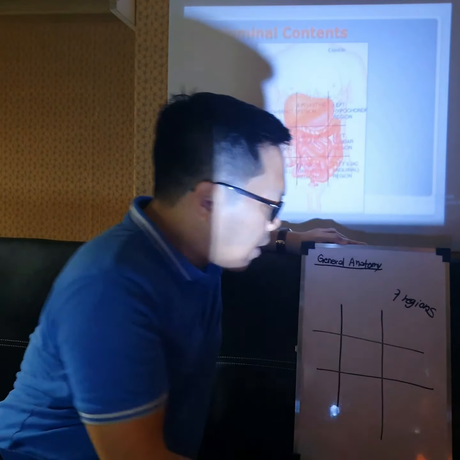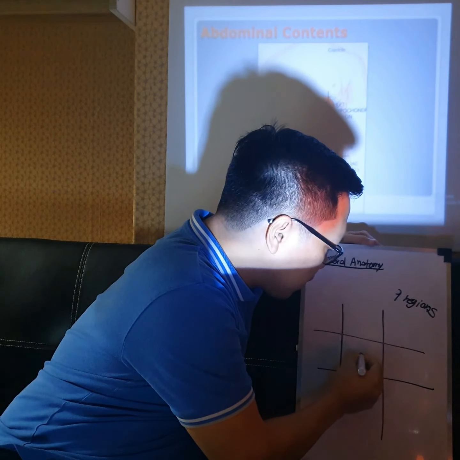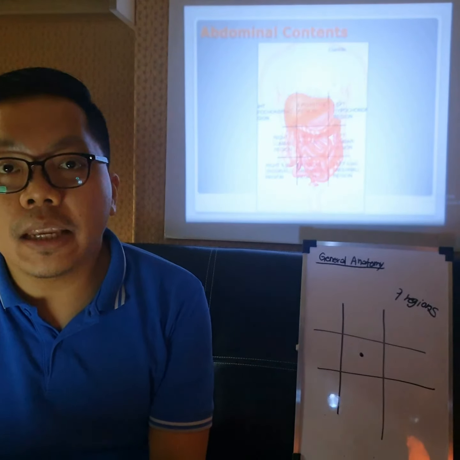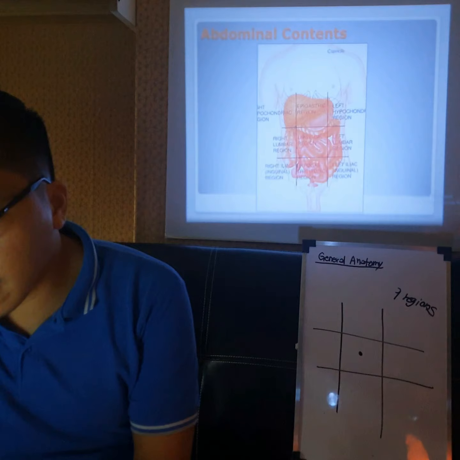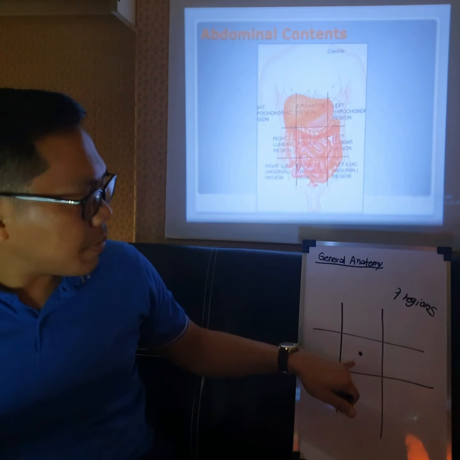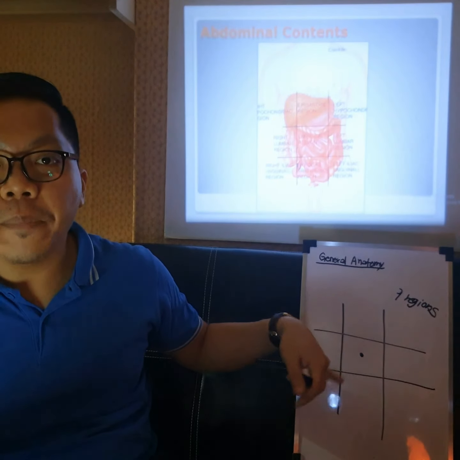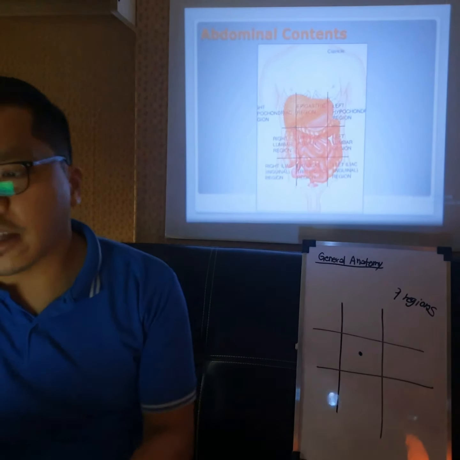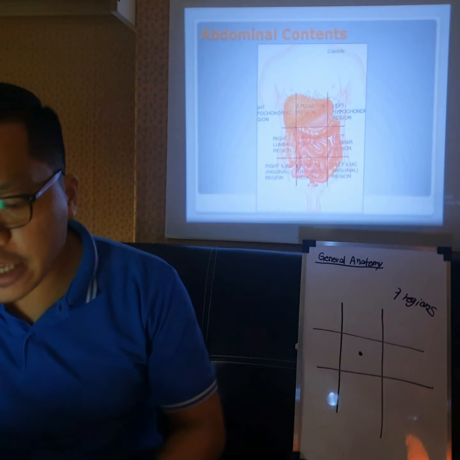Okay? And sino tong nasa gitna? Itong nasa gitna, bakit merong ganyan? This is the umbilicus. Okay? This is the umbilicus. And itong umbilicus is, since dyan mo makikita yung umbilicus, then it's called the what? Umbilical region. As you can see here sa photo natin.